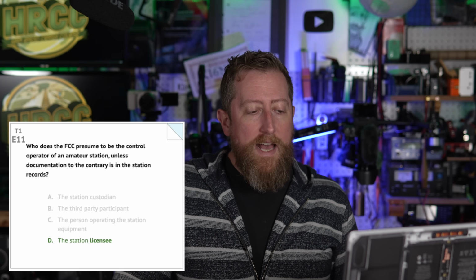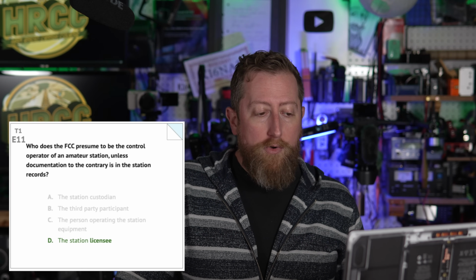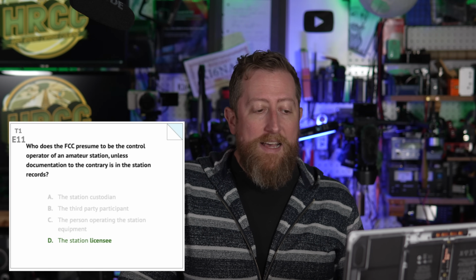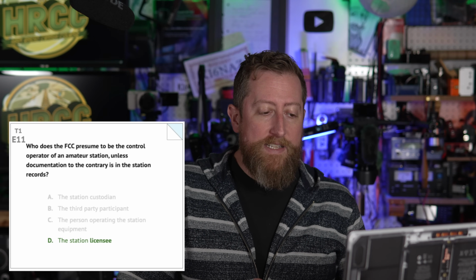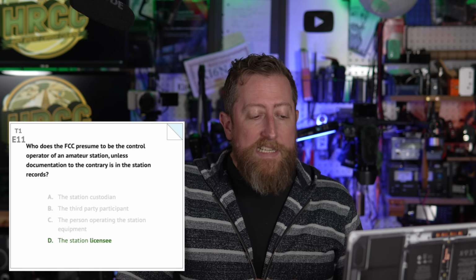That's allowed. Echo 11, who does the FCC presume to be the control operator of an amateur station unless documentation to the contrary is in the station records? And that's D, the station licensee. All right. Last section of sub-element 1, station identification, repeaters, third-party communication, club stations, and FCC inspection. That's going to be a good one.